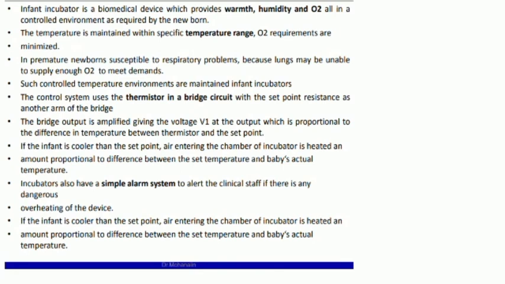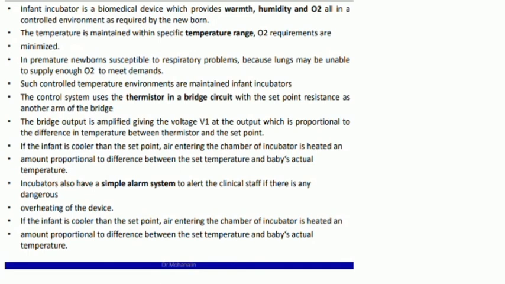And as I mentioned earlier, the temperature should also be regulated. But the problem is, sometimes the temperature may be high, or sometimes it will be low. So the newborn babies may not find it very easy to adjust to the conditions, and hence the temperature inside the chamber should be maintained. This temperature should be controlled using a special control system that uses a thermistor in a bridge circuit. This bridge circuit will have a known point resistance, or set point resistance, as another arm of the bridge.